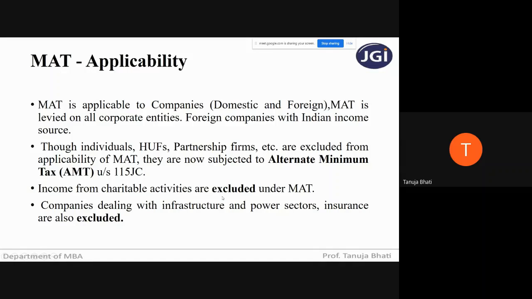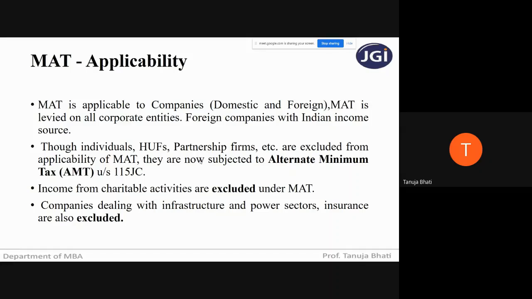Income from charitable activities is excluded under MAT. Companies dealing with infrastructure, power sectors, and insurance are also excluded. So those companies dealing in infrastructure, power generation facilities, and insurance companies are excluded from MAT applicability. From this particular slide, we conclude that MAT is applicable only to companies.